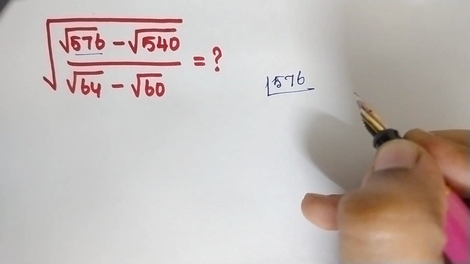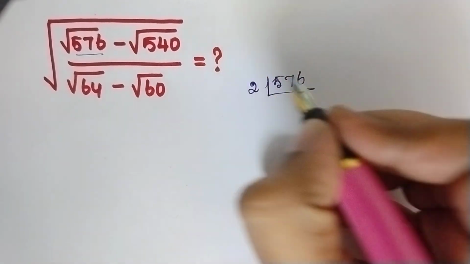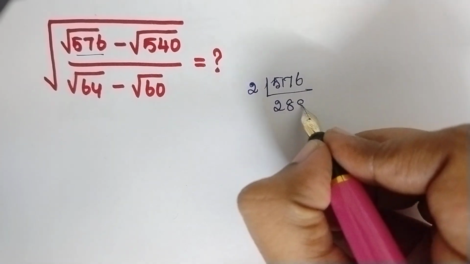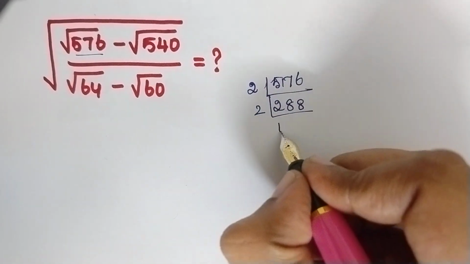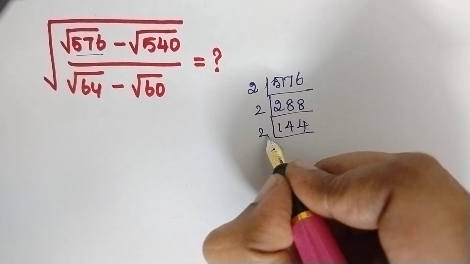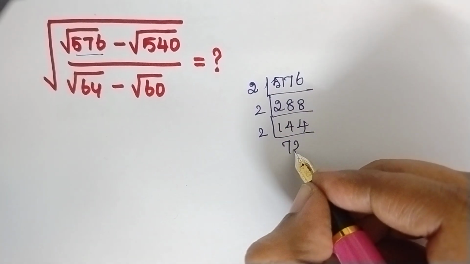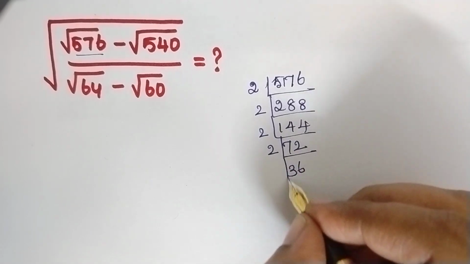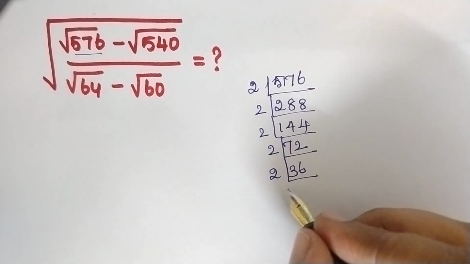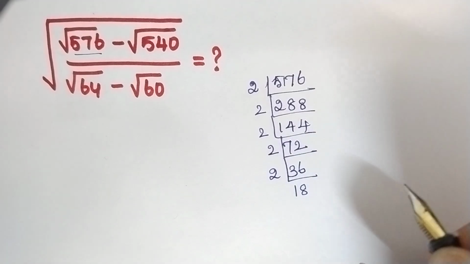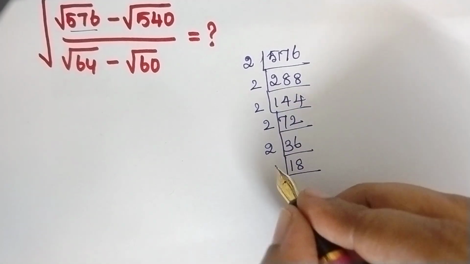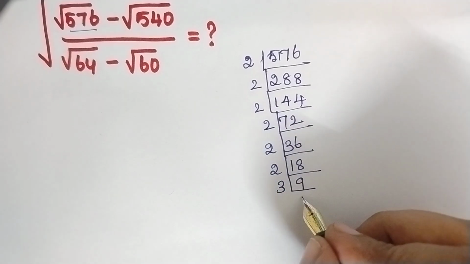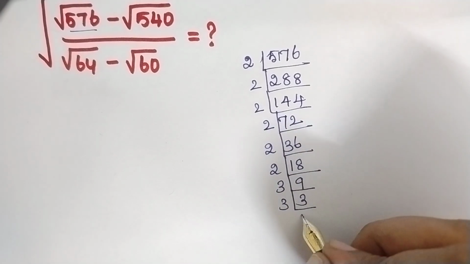It comes in the 2 table: 2 1s are 2, 2 8s are 16, 2 1s are 2, 4, 4. Again it comes 2 times. 7 2s are 14, 2 2s are 4. Again 2 times. 3 2s are 6, balance 1. 6 2s are 12, again 2 times. 1 2 is 2, balance 1. 8 2s are 16, again 2 times. 9 2s are 18. Again it comes 3 times. 3 3s are 9, 3 1s.